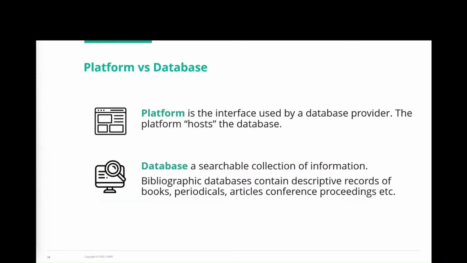A platform is the interface used by the database provider. By interface, we mean the front end of the database that users see and use. A database is the searchable collection of information. The database uses an interface for users to search by. The library databases we use for research are primarily bibliographic databases, as they provide descriptive records in the form of citations for various literatures and publication types.